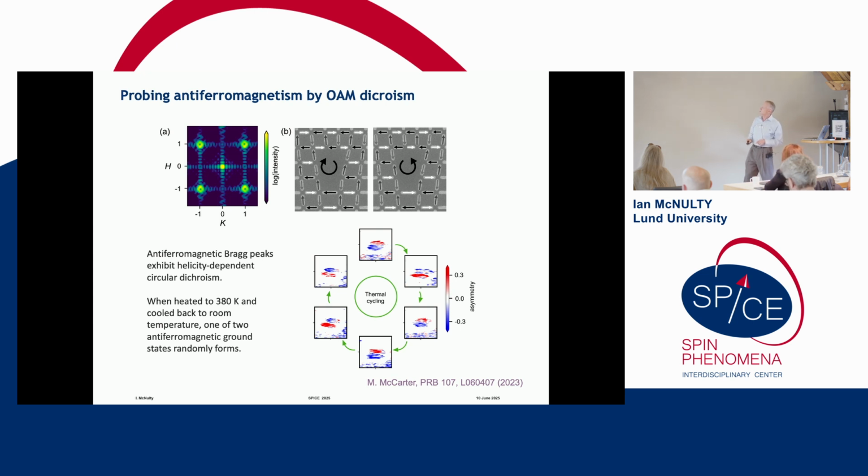But now what they've done is go above the transition temperature at 380 Kelvin, cool it back down, and the system coalesces back to a random antiferromagnetic state each time, maybe driven by local defects, but otherwise random, which you can then probe by conventional resonant X-ray scattering methods. So again, this was done at the iron L3 edge, where the resonance is most pronounced.